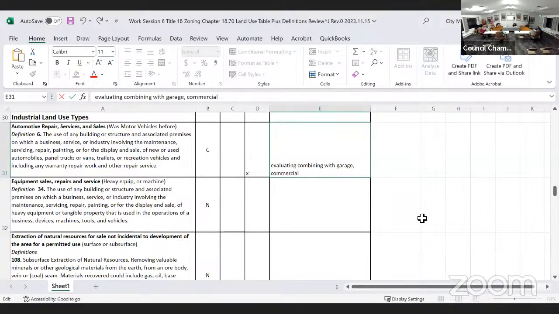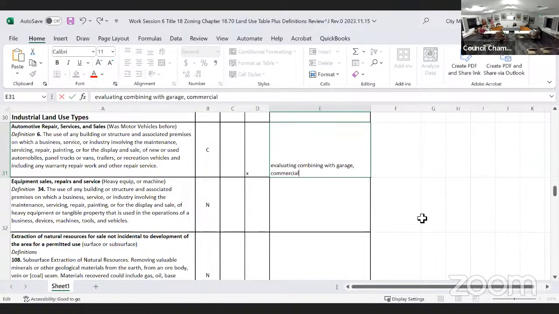Below that, we have equipment sales, repairs and service. So that's for heavy equipment or machine specific: the use of any building or structure and associated premises on which a business, service or industry involving that maintenance, servicing, repair, painting, or for the display and sale of heavy equipment or tangible property that is used in the operation of a business, devices, machines, tools, and vehicles.